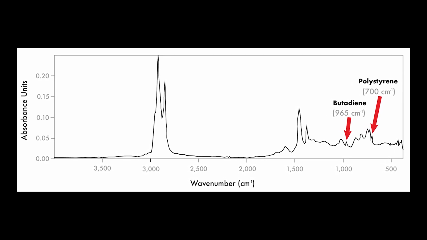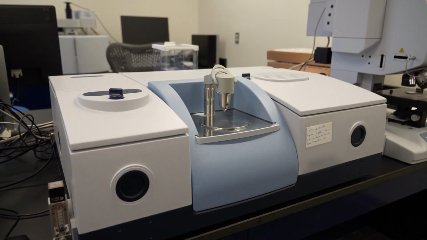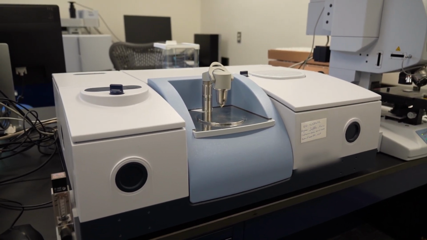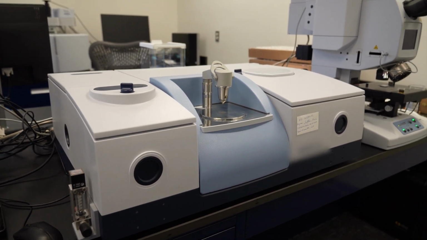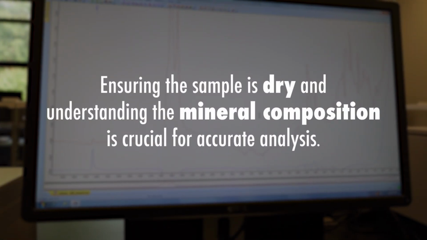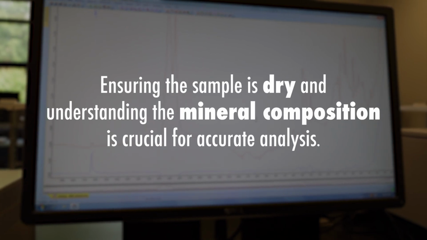the sample can introduce broad peaks, particularly in the OH stretching region, around 3,400 centimeters to the -1, which may obscure other significant peaks. Additionally, certain minerals within the aggregate might have distinct absorption features that complicate spectrum interpretation. Ensuring the sample is dry and understanding the mineral composition is crucial for accurate analysis.